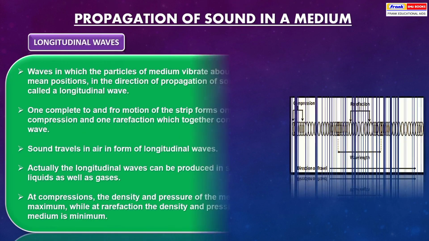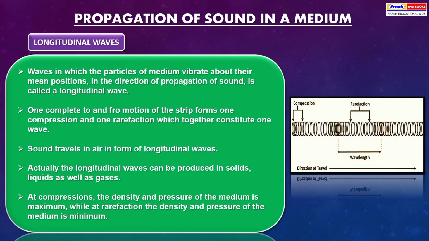Longitudinal waves. Waves in which the particles of the medium vibrate about their mean positions in the direction of propagation of sound are called longitudinal waves. One complete to and fro motion of the strip forms one compression and one rarefaction, which together constitute one wave. Sound travels in air in the form of longitudinal waves.